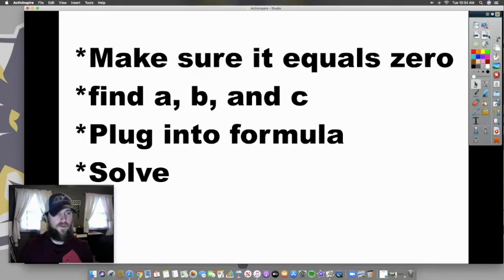And just to reemphasize the order for using the quadratic formula, it has to equal 0. You're going to find a, b, and c. I like to write them down. Be careful with negatives. And then you're going to slap them into the formula. Everywhere you see an a, put your a number, b, b number, c, c number, and then you're going to clean it up. And a lot of it can be done in a calculator.